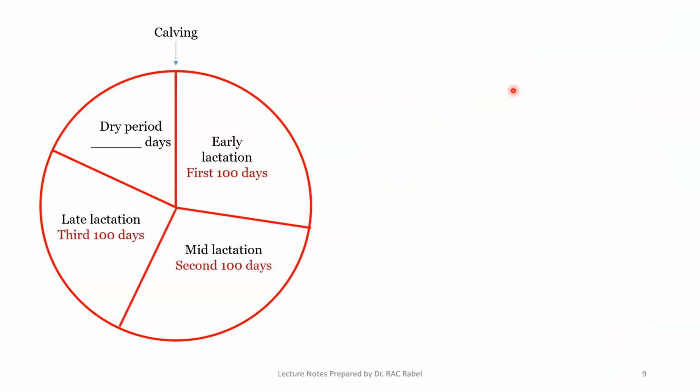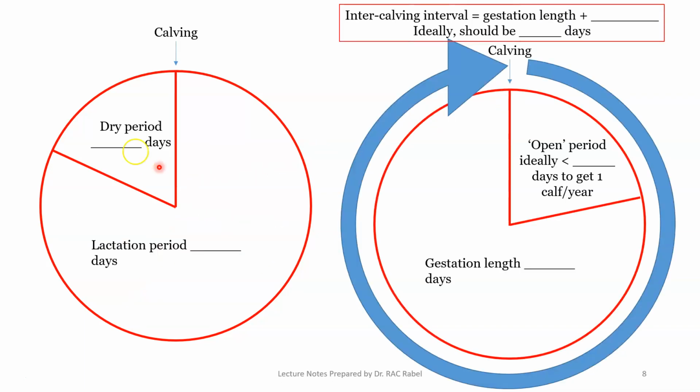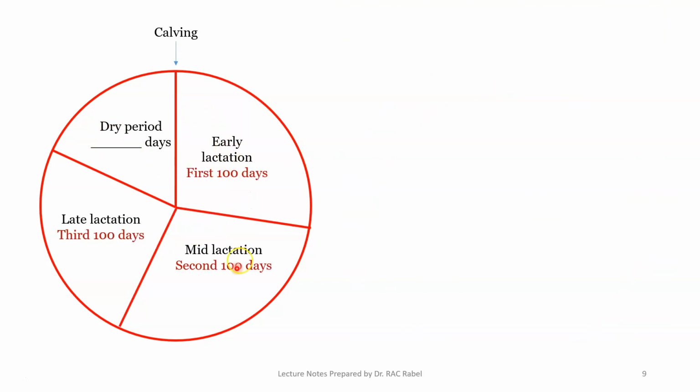Okay, right. So this is the dry period, and this is the lactation period. We divide the lactation period into three segments called the early lactation period, mid lactation period, and late lactation period, right? So we do this for a reason, mainly for easy management purposes, right?